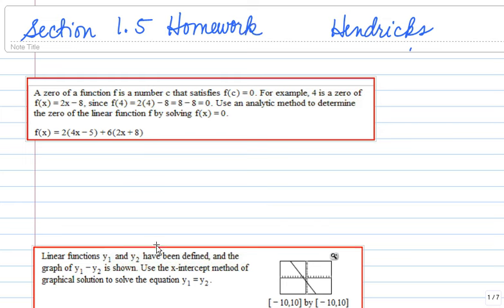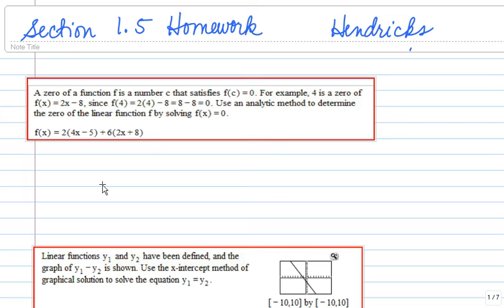Let's take a look at some problems from section 1.5 homework that reviews how to solve linear equations and inequalities both analytically and graphically. The first few problems I've taken from my math lab.